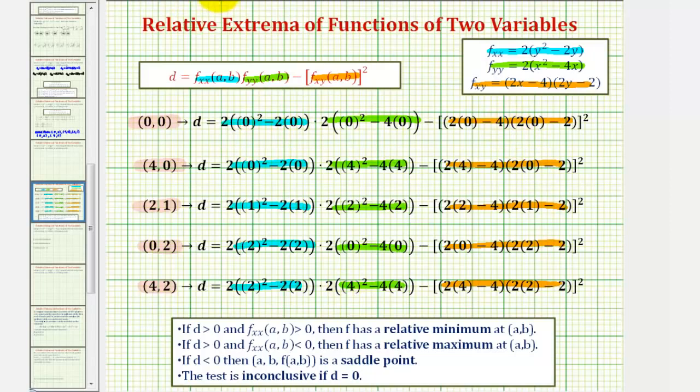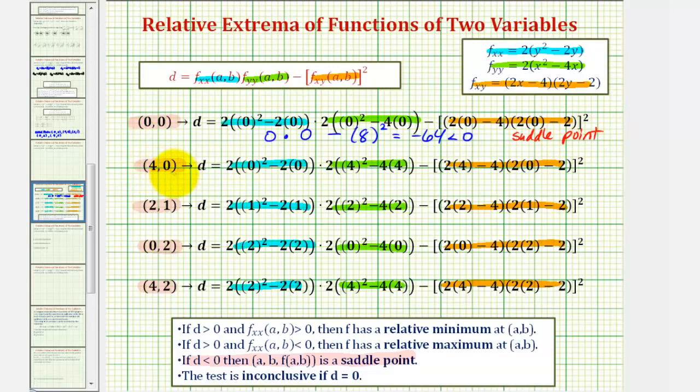evaluate these. Well, here we'd have 2 times 0, which would be 0, times this would also be 0, and then we have minus, this would be negative 4 times negative 2, that's positive 8 squared, which is equal to negative 64. And since d is negative or less than 0, notice how that means we have a saddle point at this critical point.